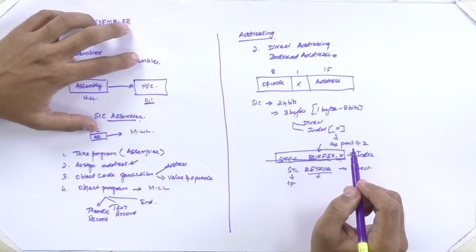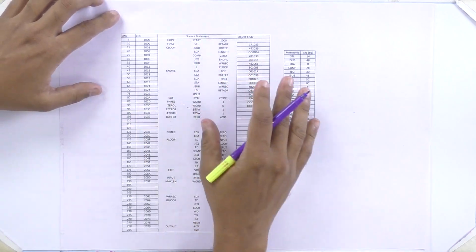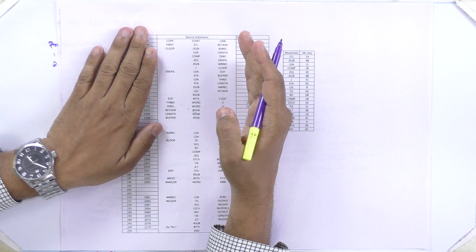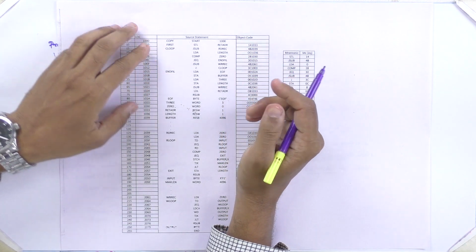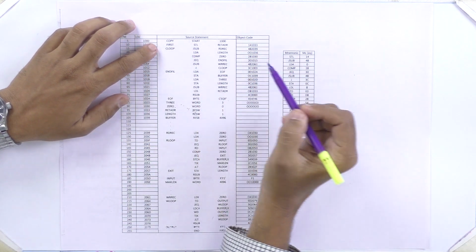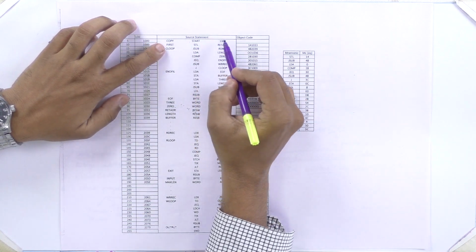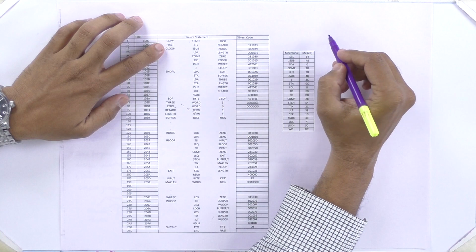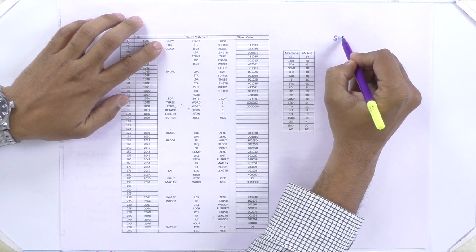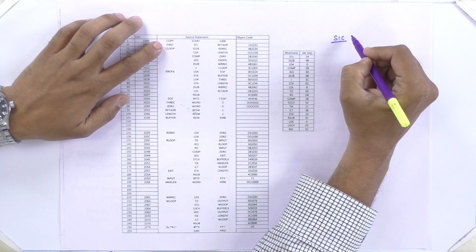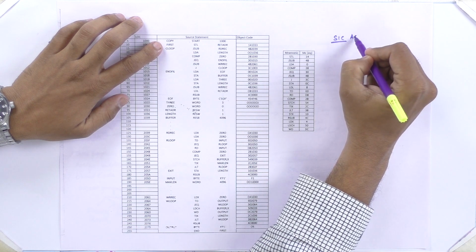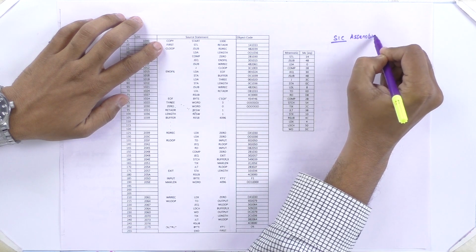So we'll see the program first. Consider you have a program like this. This is your program. We will see it step by step. The first line specifies COPY START 1000. Before going to the program, we should see there are some assembler directives. Apart from instructions, there are assembler directives, that is SIC assembler directives.